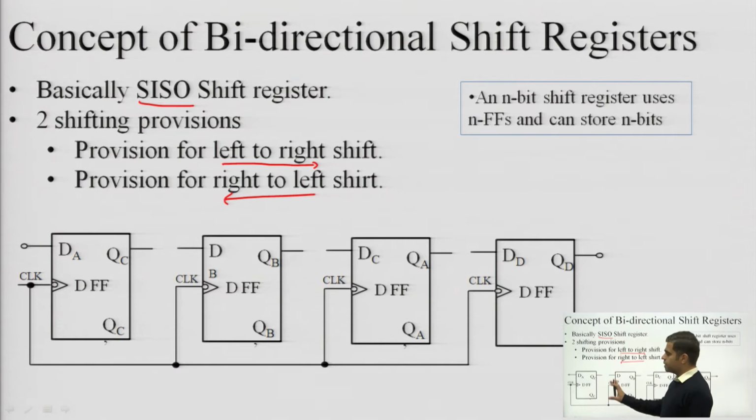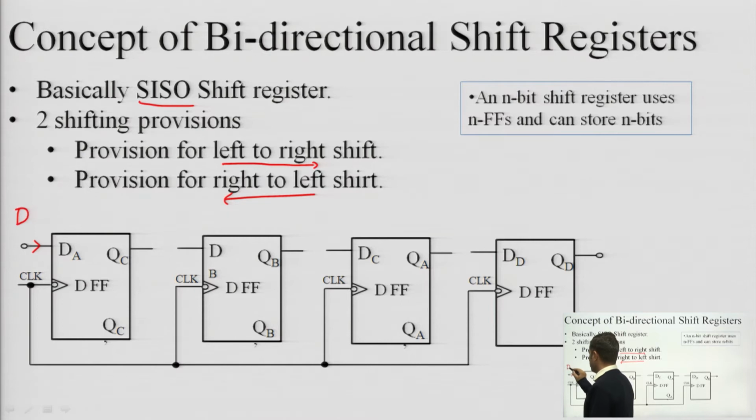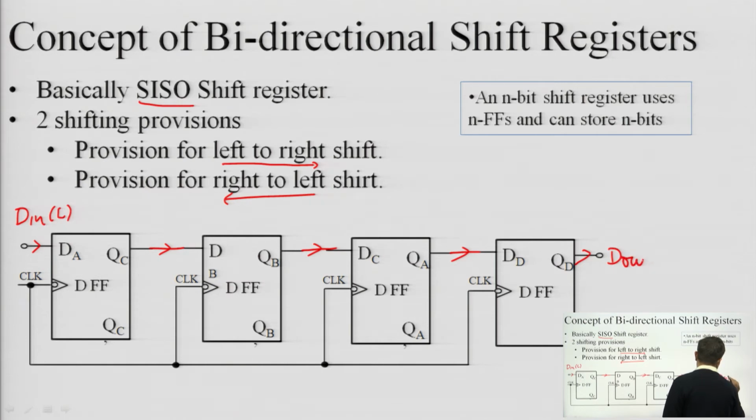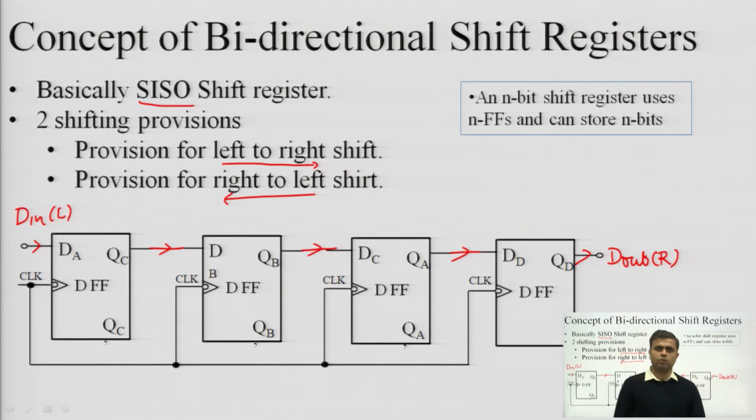So let's understand that concept first, how we are going to implement this. This is not the actual circuit, but we are discussing how the data will be flowing from left to right and right to left. If data is being fed from the left side, D-in is from the left side, so it must exit from the right side, so this must be the path. This can be D out from the right side. So this can be the path for left to right shift, which is the simplest one, which we have already covered in the previous lecture of the basic SISO shift register.